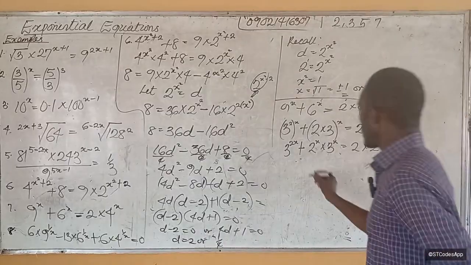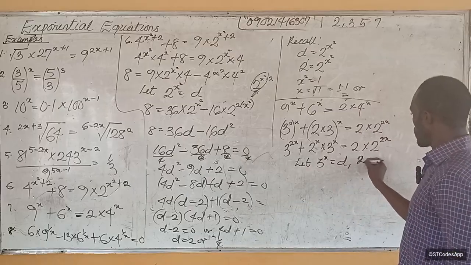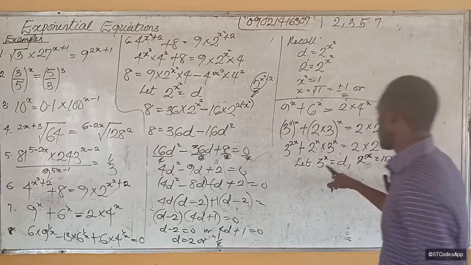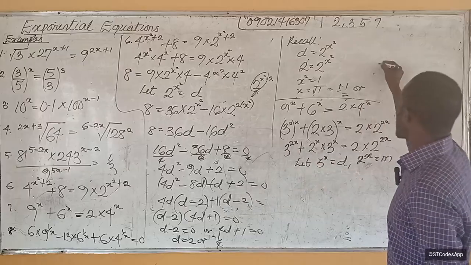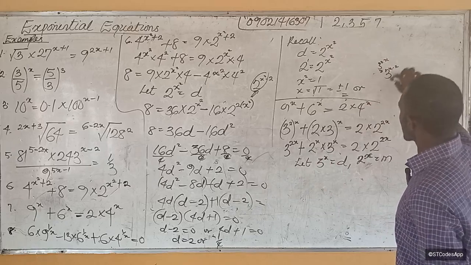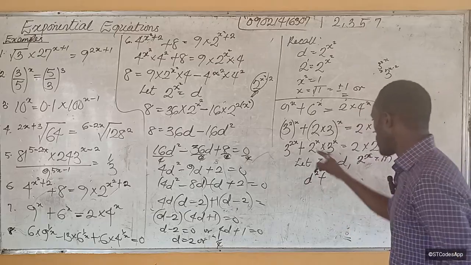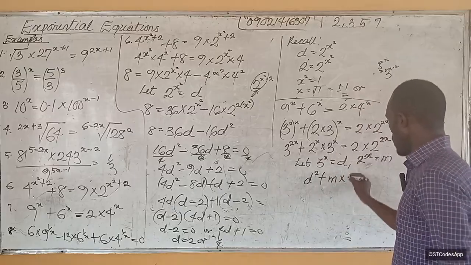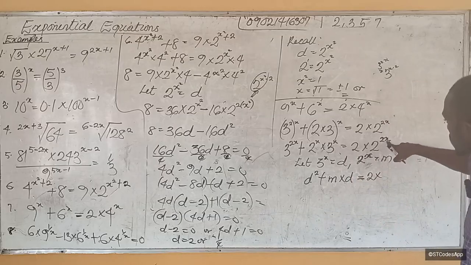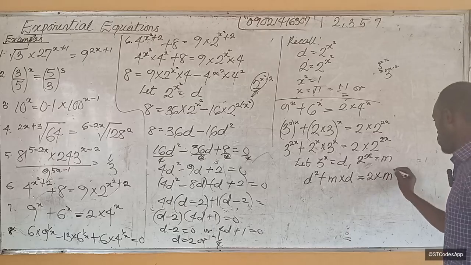So we say let 3 raised by x be d, and let 2 raised by x be, let's use m for that one. So if 3 raised by x is d, you know that this 3 raised by 2x is the same as 3 raised by x times 2. So 3 raised by x is now d, becomes d squared. So d squared plus m times d is equal to 2 times 2 raised by 2x, which is the same as 2 raised by x squared, which is m squared.